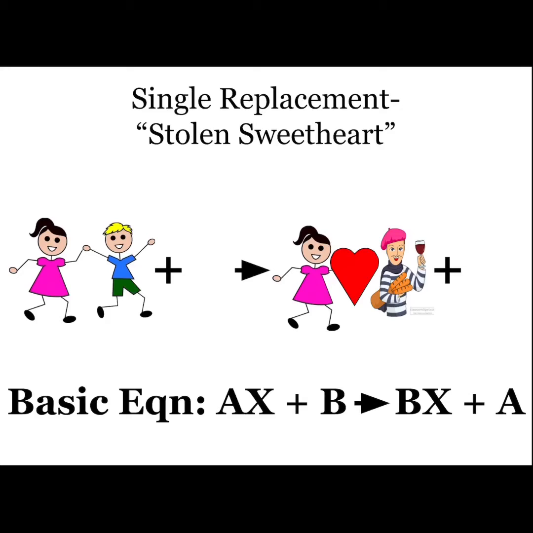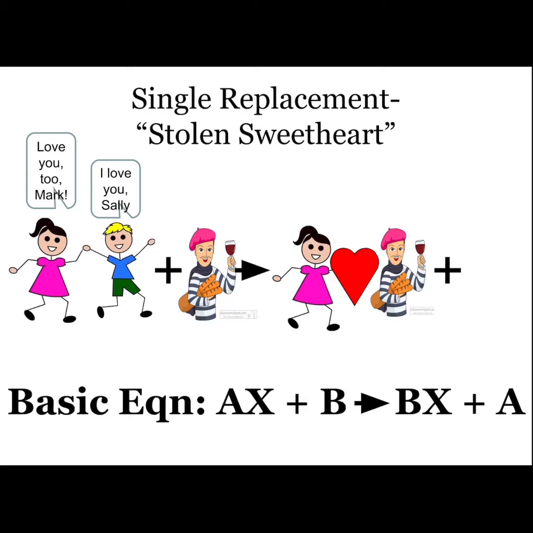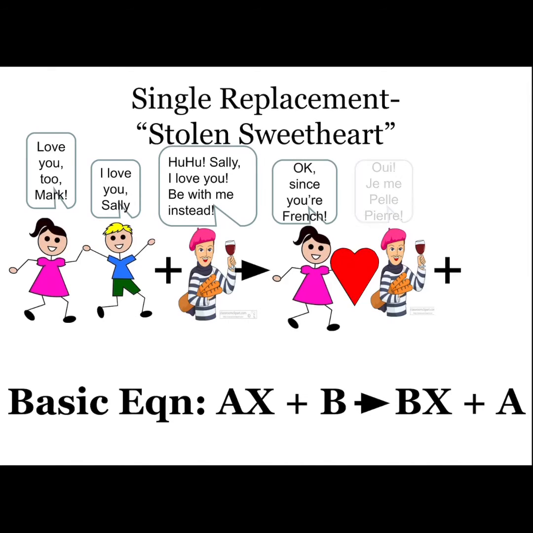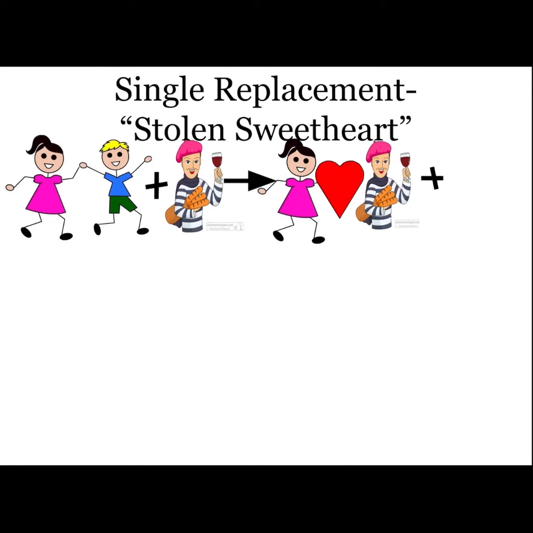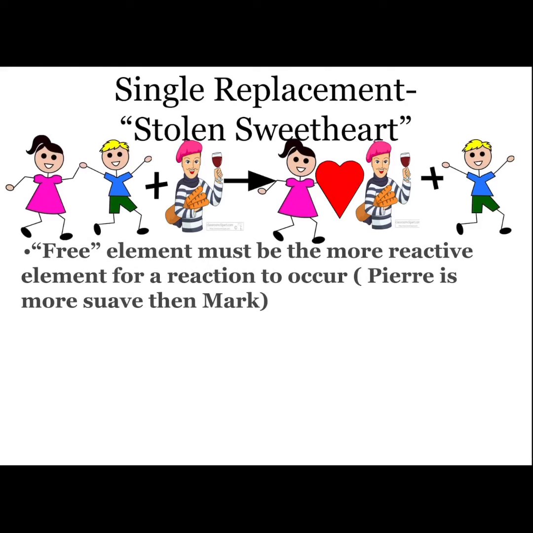So in this little story, I have a guy and a girl, okay? And then some random person comes along and she decides she wants to be with him instead. And then Mark is all alone. So the only thing that happened was that A switched partners. The free element must be the more reactive element for the reaction to occur. So Pierre was more likable than Mark, okay?